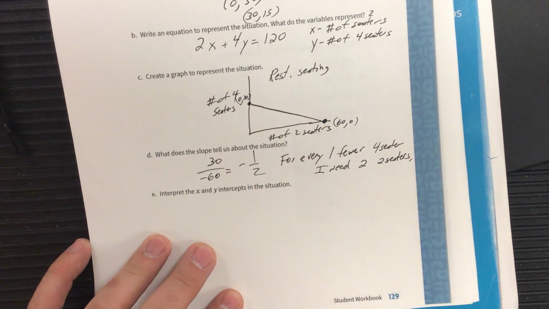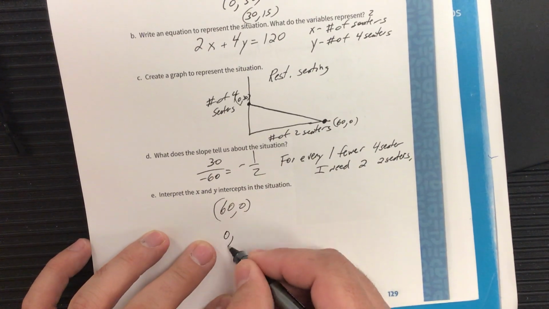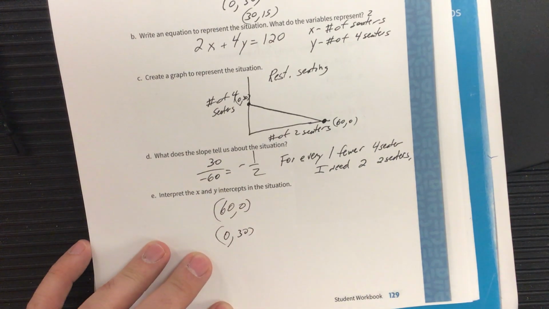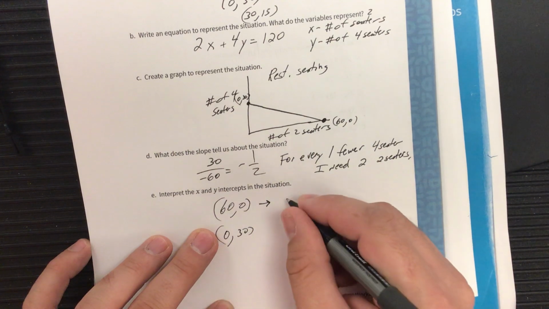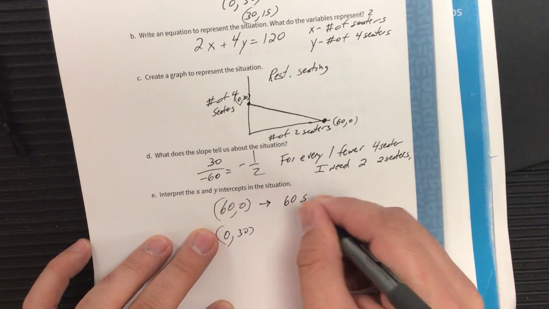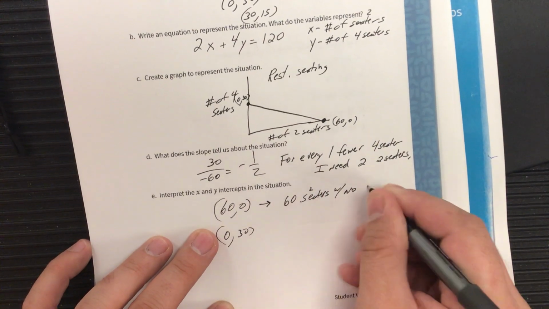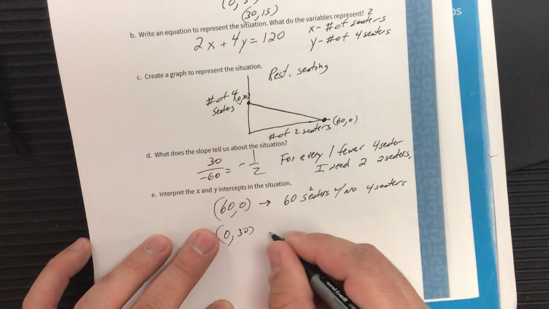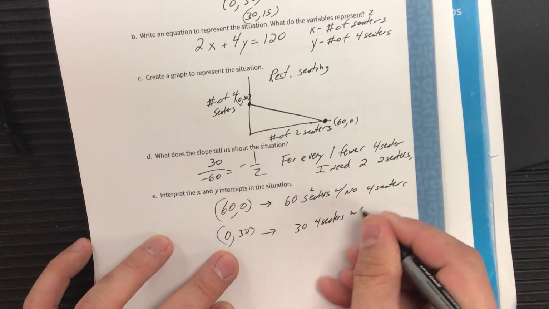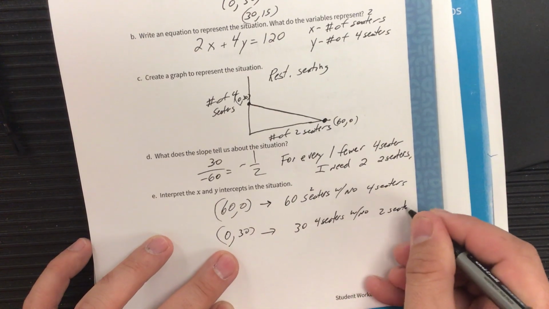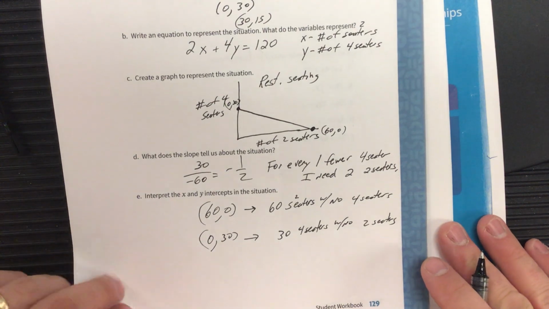Interpret the X and Y intercept. So what does this mean? And what does this mean? Well, the 60 would be the 2-person seaters without the 4-person seaters. 60 2-seaters with no 4-seaters. And this one would be the opposite: 30 4-seaters with no 2-seaters. Again, anytime it says interpret, you need to say what that means.